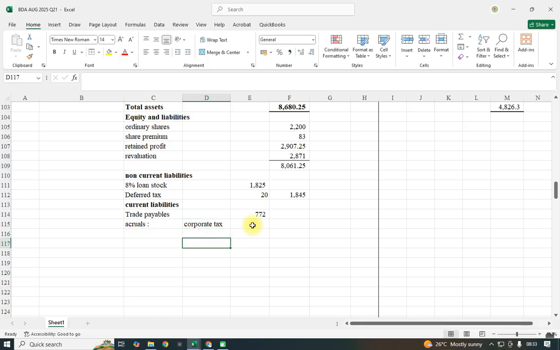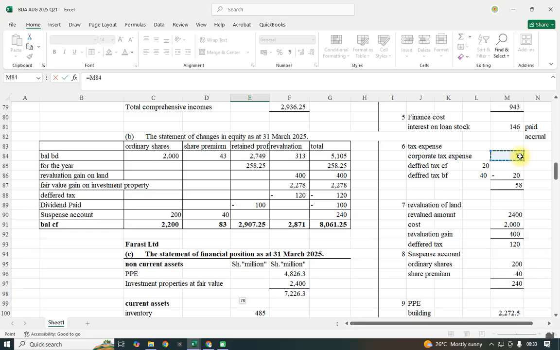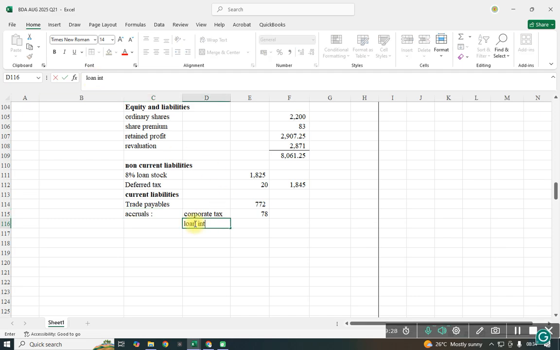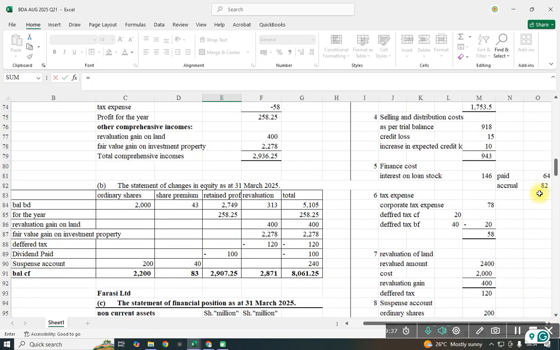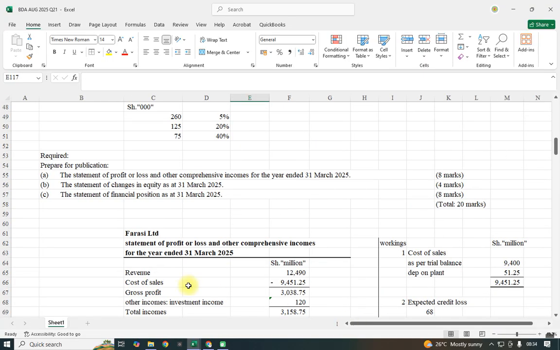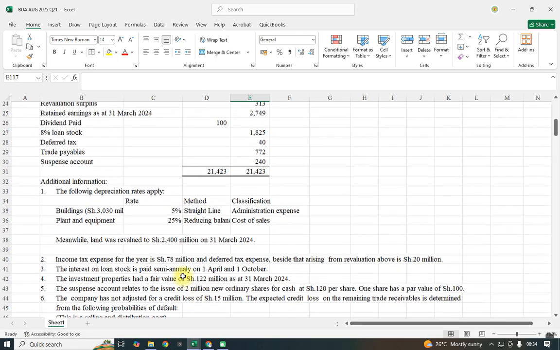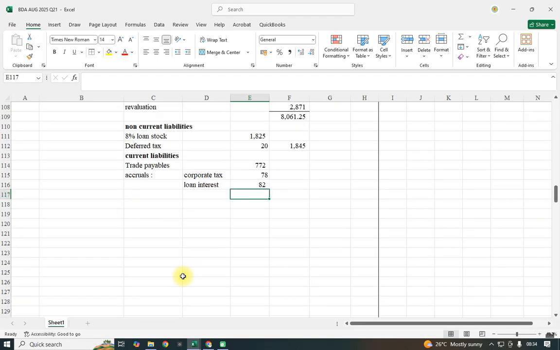Yeah, remember corporate tax was yet to be paid. The corporate under taxation, this one is yet to be paid. And we had what? The interest, loan interest. We had a loan interest that was yet to be paid. The one that we said is an accrual here, 82. 82 was yet to be paid. And I think that was all. I believe I have covered everything that was supposed to be covered as far as the question is concerned, but we shall see with the balancing of it.